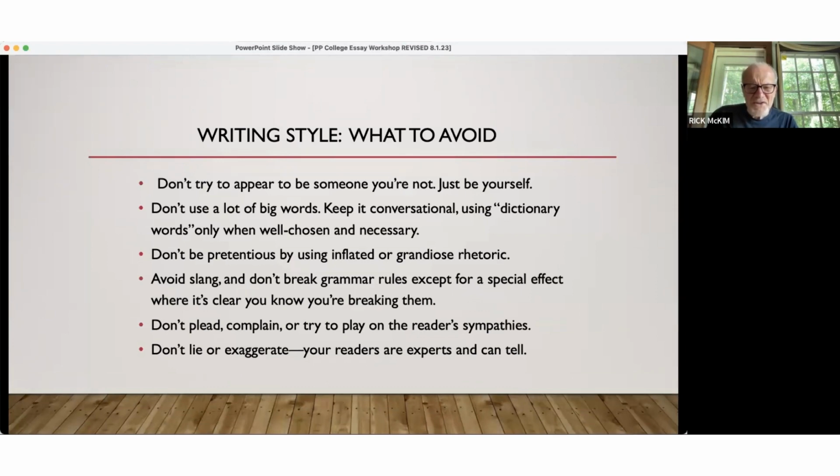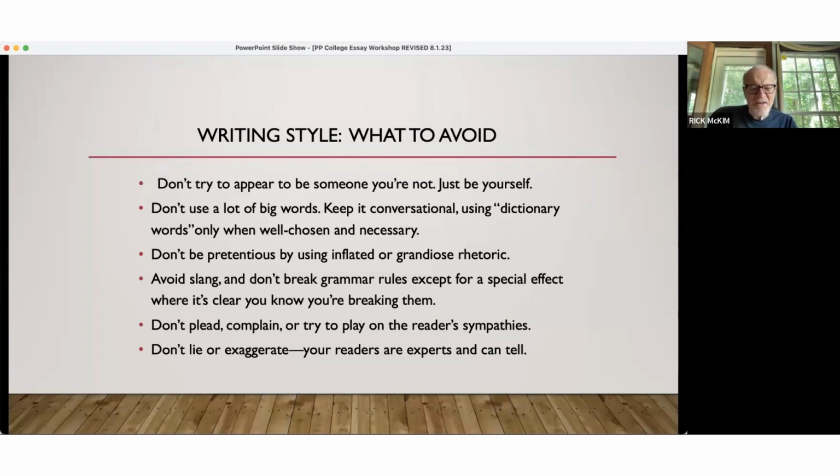Don't use a lot of big words. Same idea. Keep it conversational, using dictionary words only when well chosen and necessary. Sometimes only a fancy vocab word will do to describe what we're trying to describe, particularly something about ourselves. So the occasional big word is okay, but you don't want to fill your essay with big words as if you're trying to show off. And only choose the dictionary word when it's necessary, when there's no adequate substitute. Don't be pretentious, same idea, using inflated or grandiose rhetoric.